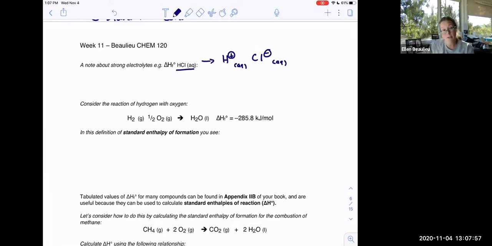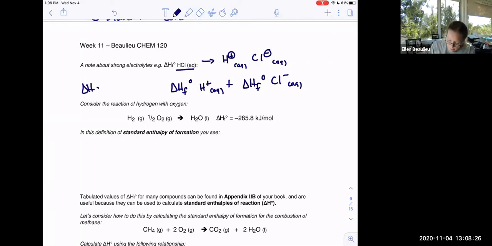So in older editions of the textbook, so if you're using the 4th edition, if you go to the back of the book, you might not be able to find a delta HF for hydrochloric acid aqueous. What you should be able to find though is a delta HF naught for H plus and a delta HF naught for Cl minus, both aqueous. So if you want to know the delta HF naught for HCl aqueous, you can add the delta HF naught for those ions.